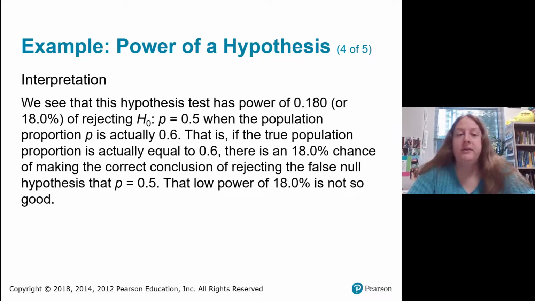So how do we interpret this? We see that the hypothesis test has a power of 0.18, or 18%, of rejecting our null hypothesis when the population proportion is actually 0.6. That is, if the true population proportion is actually equal to 0.6, there's an 18% chance of making the correct conclusion of rejecting the false null hypothesis that P equals 0.5. That low power is not so good.